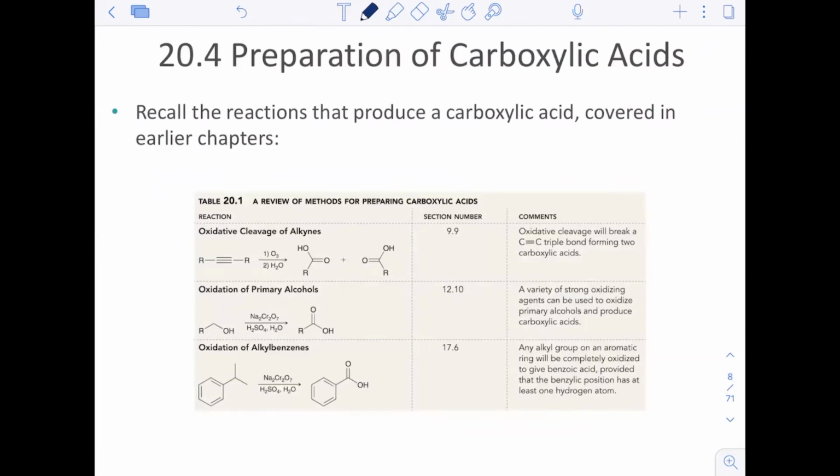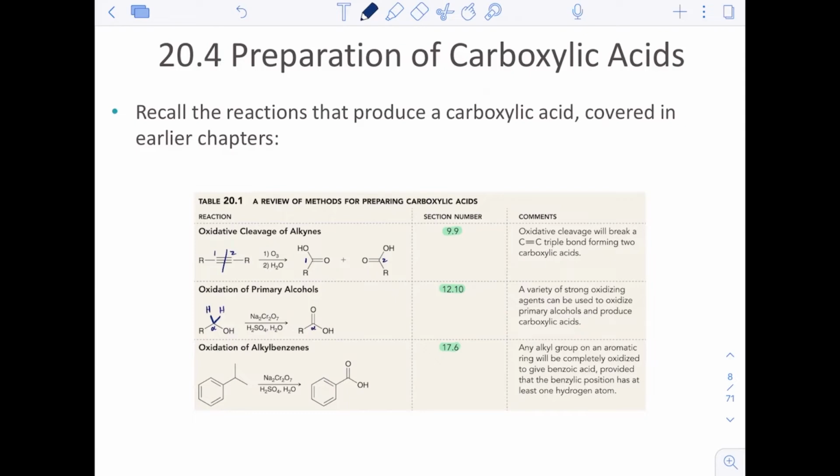All right, we do know quite a few ways to prepare carboxylic acids. You should recall these, and if you have any issues with remembering, the section numbers, again, are present for you. We can do oxidative cleavage, which is ozonolysis of alkynes. The triple bond gets completely broken, and what gets placed across that triple bond are carboxylic acids. If you have a primary alcohol and you use a strong oxidizing agent, such as sodium dichromate, chromic acid oxidation reacts that primary alcohol and removes both of those alpha hydrogens to create a carboxylic acid.